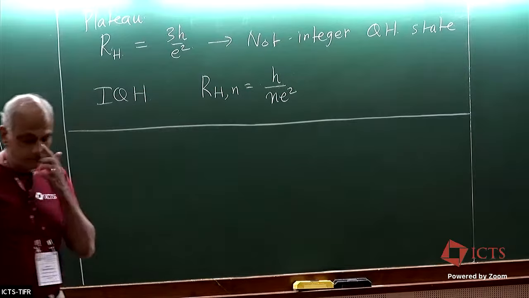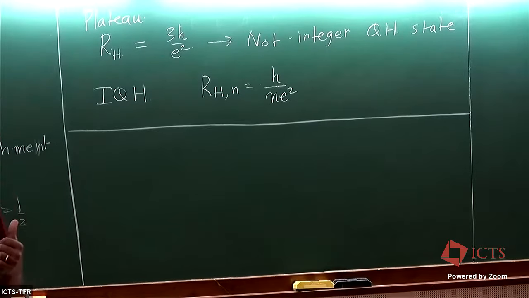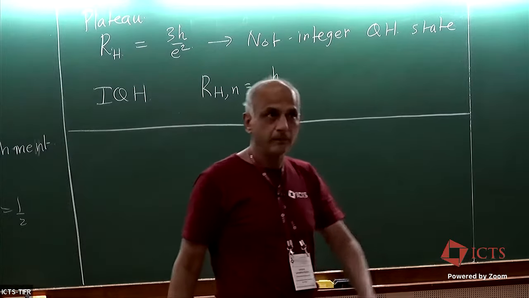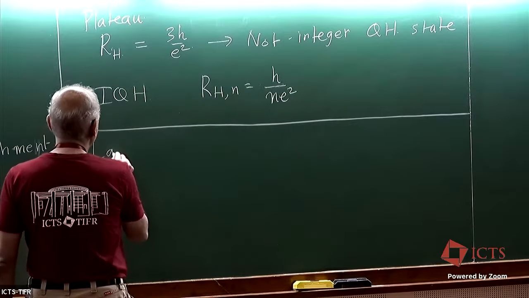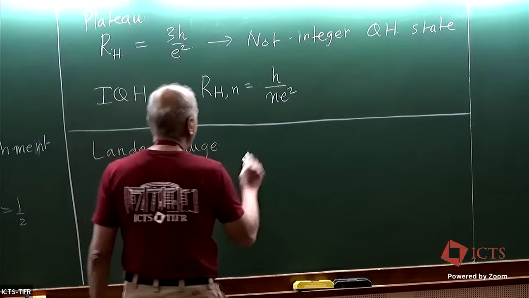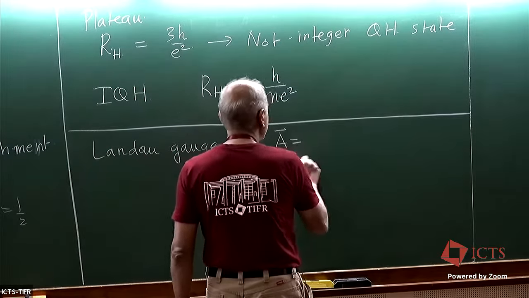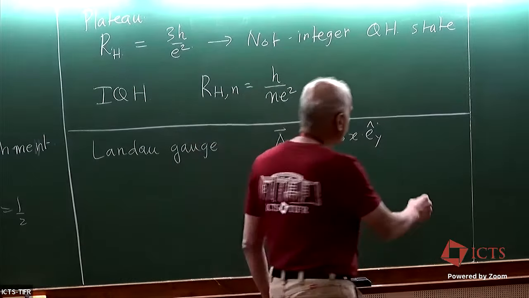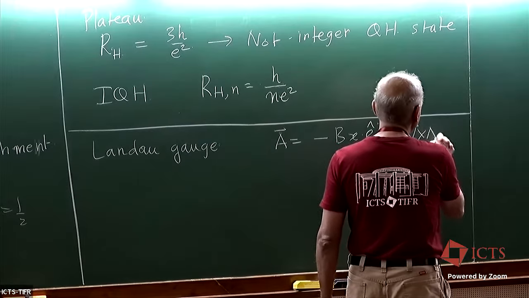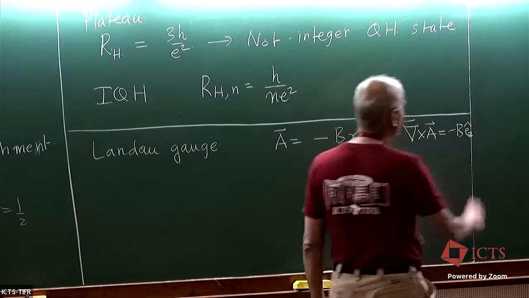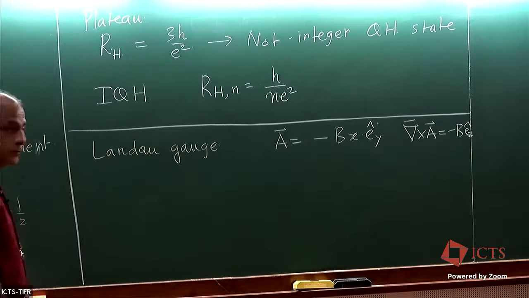In our last lecture, we used a particular gauge called Landau gauge, where only one component of the field was non-zero. So here's Landau gauge. In Landau gauge, A is simply -Bx e_y, and of course, for convenience, I'm going to use -B e_z. This was the case for Landau gauge.